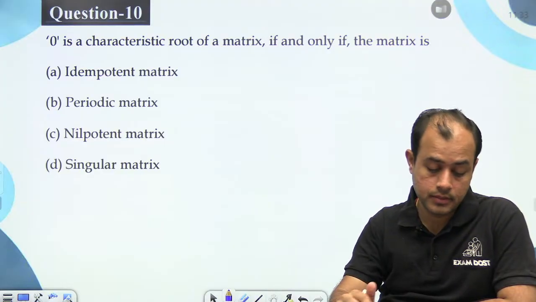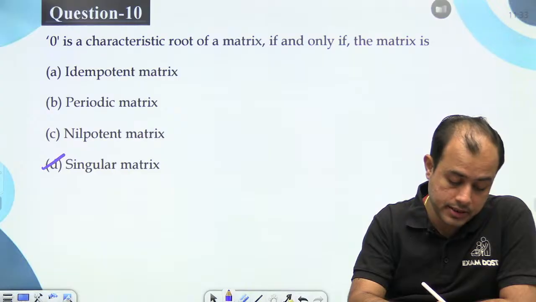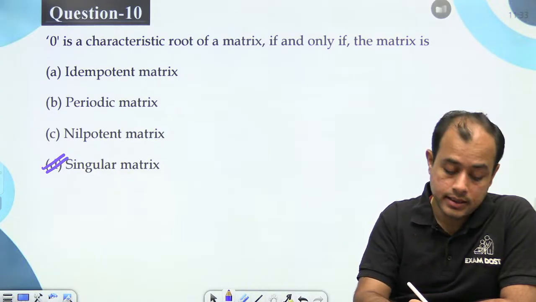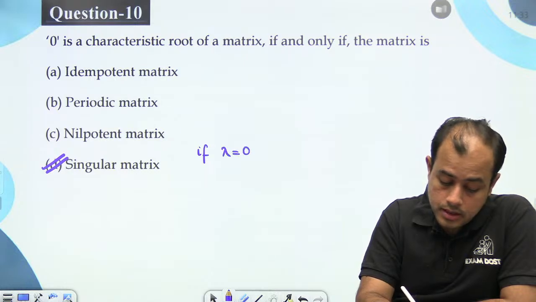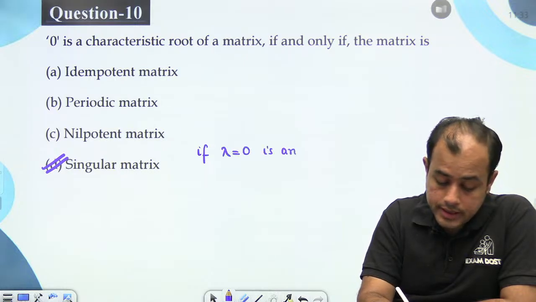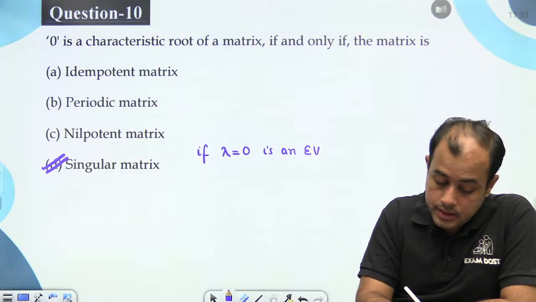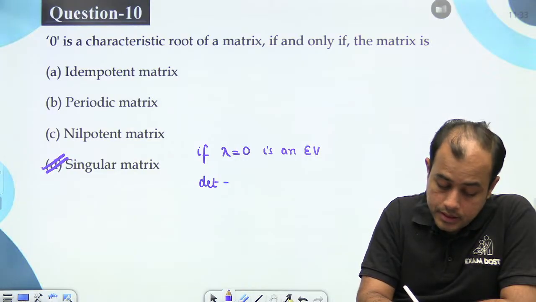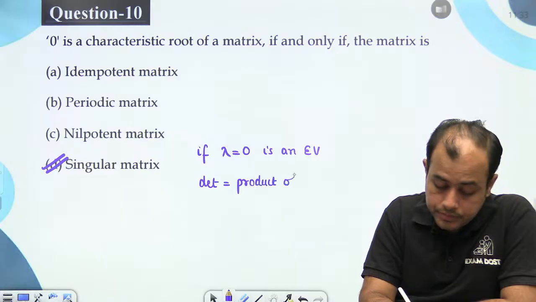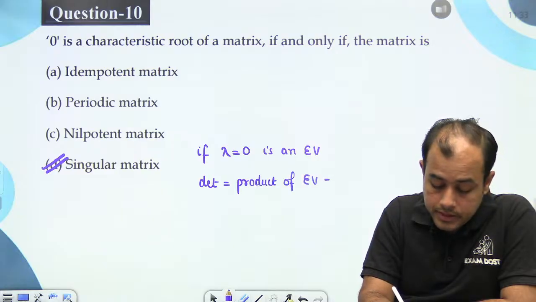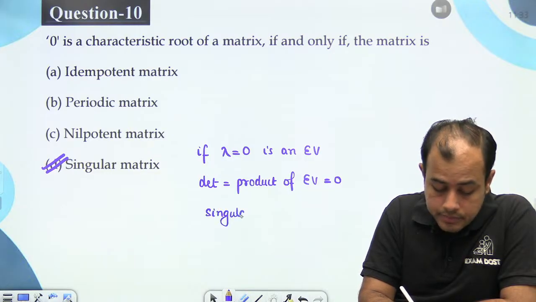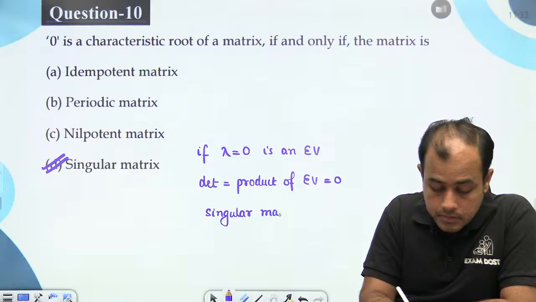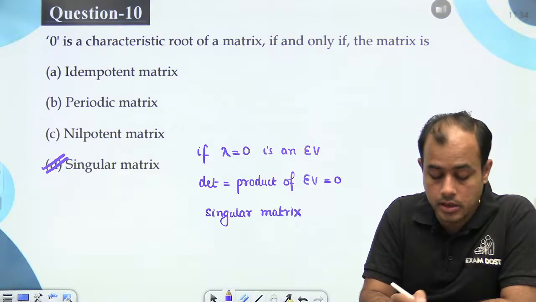Yes, the matrix must be singular. That is, if lambda equal to 0 is an eigenvalue, then the determinant, which is equal to the product of eigenvalues, will be 0. Determinant 0 means singular matrix.